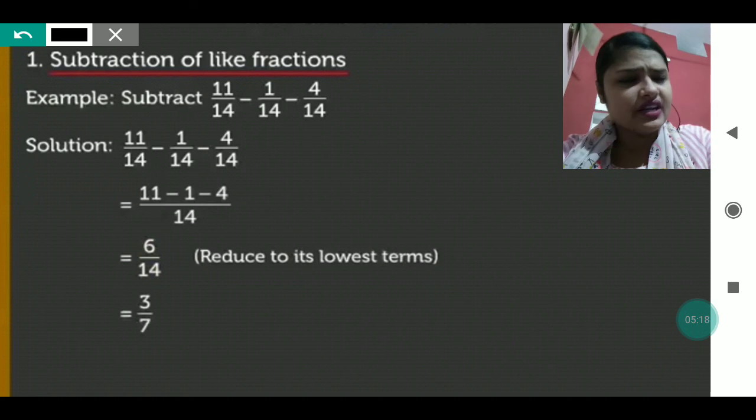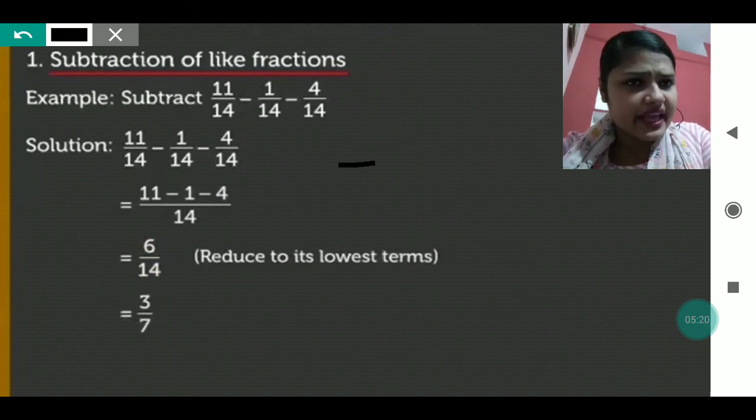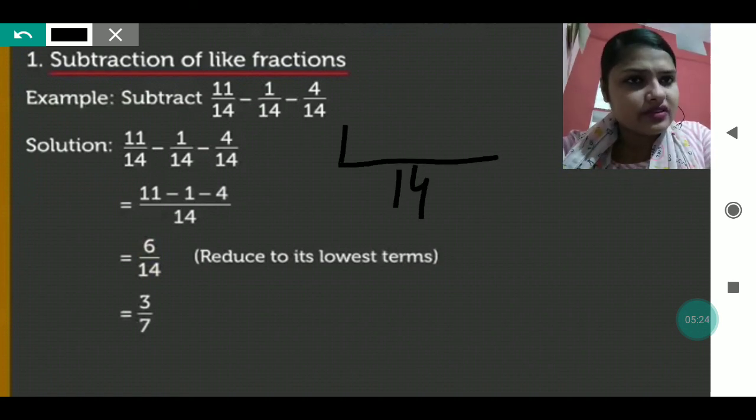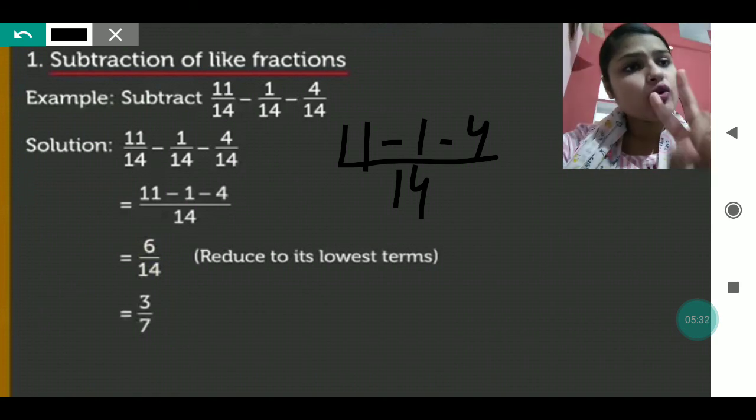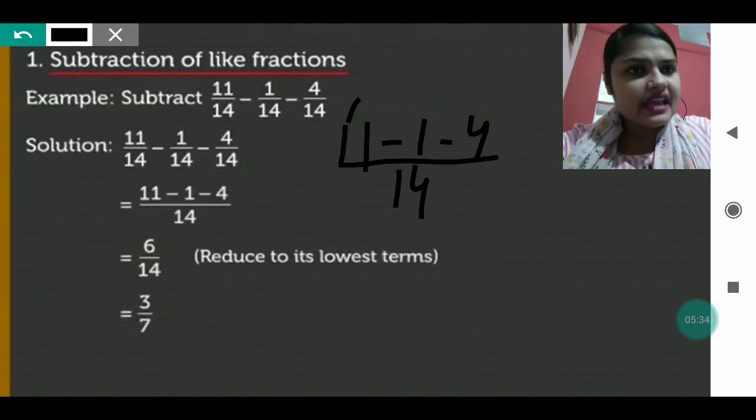Same formula is there. You take the common denominator, which is 14, and write all the numerators together like this. Now what will you do? You subtract two numbers at a time. Like 11 and 1, when you subtract, you get 10.